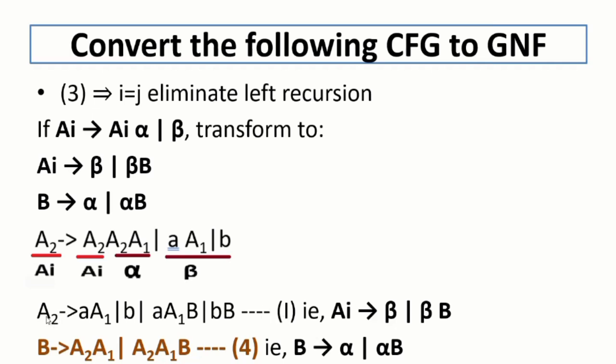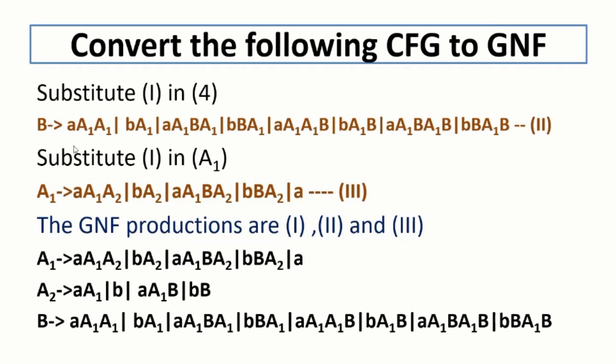When you substitute the A2 production in B, you will get B in Greibach normal form. B contains two productions, A2 A1 or A2 A1 B. By replacing A2, you will get a A1 A1, B A1, a A1 B A1, then B capital B A1. One more production is there. Instead of A2, substitute the entire production, and you will get a A1 A1 B, B A1 B, a A1 B A1 B, B capital B A1 B. Finally, your B production is going to be in Greibach normal form.